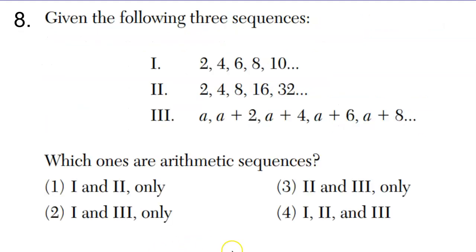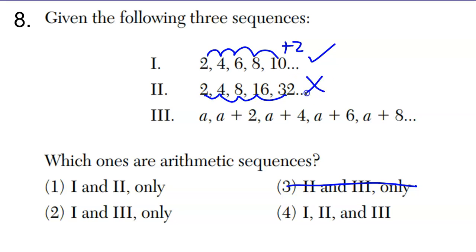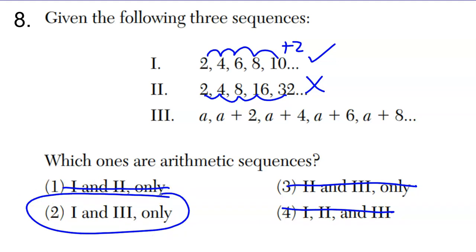Number 8. Given the following 3 sequences, which ones are arithmetic? All right, so let's see here. Plus 2, plus 2, plus 2, plus 2. This is definitely arithmetic, so that's out. Plus 2, plus 4, plus 8. This is not arithmetic. That's a timesing pattern, timesing by 2. So anything that has a 2 in it is out. Oh, I guess we found our answer, but let's prove it.